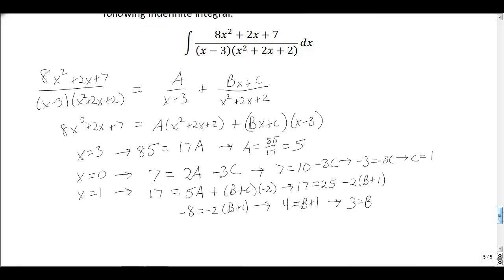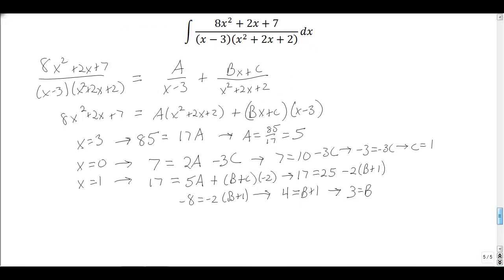Now what I get then is this whole integral I can write in this fashion here. So we're going to do that here. And so you're going to get an integral of A over x minus 3. A was 5. 5 over x minus 3. Plus Bx plus C. That's 3x plus 1, over x squared plus 2x plus 2 dx.